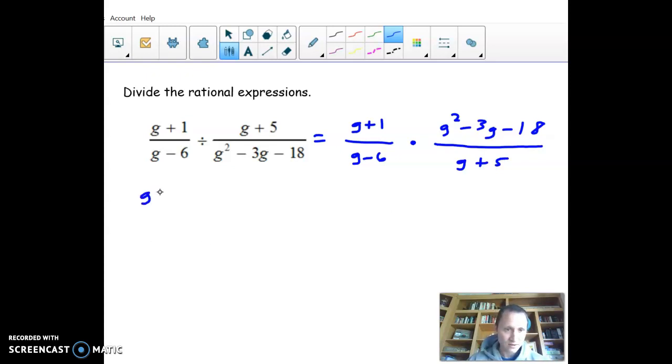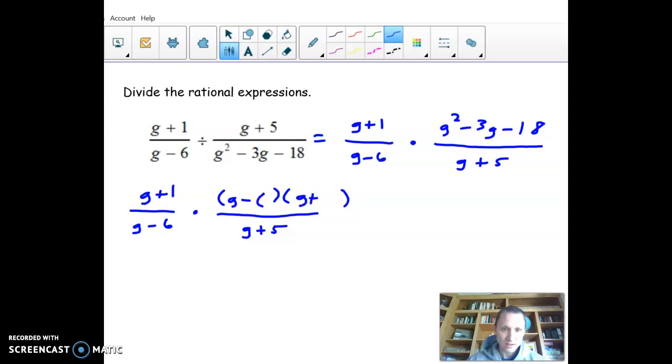So we're going to factor and cancel. This first fraction here, not much to factor. It's already kind of factored out. And then the second one, I'm just going to factor the top part. So let's see, that would be g and g, and then multiply to -18 and add up to -3. So I know I'm going to need one negative and one positive, and the negative is going to be bigger. So I think -6, +3, that should work.